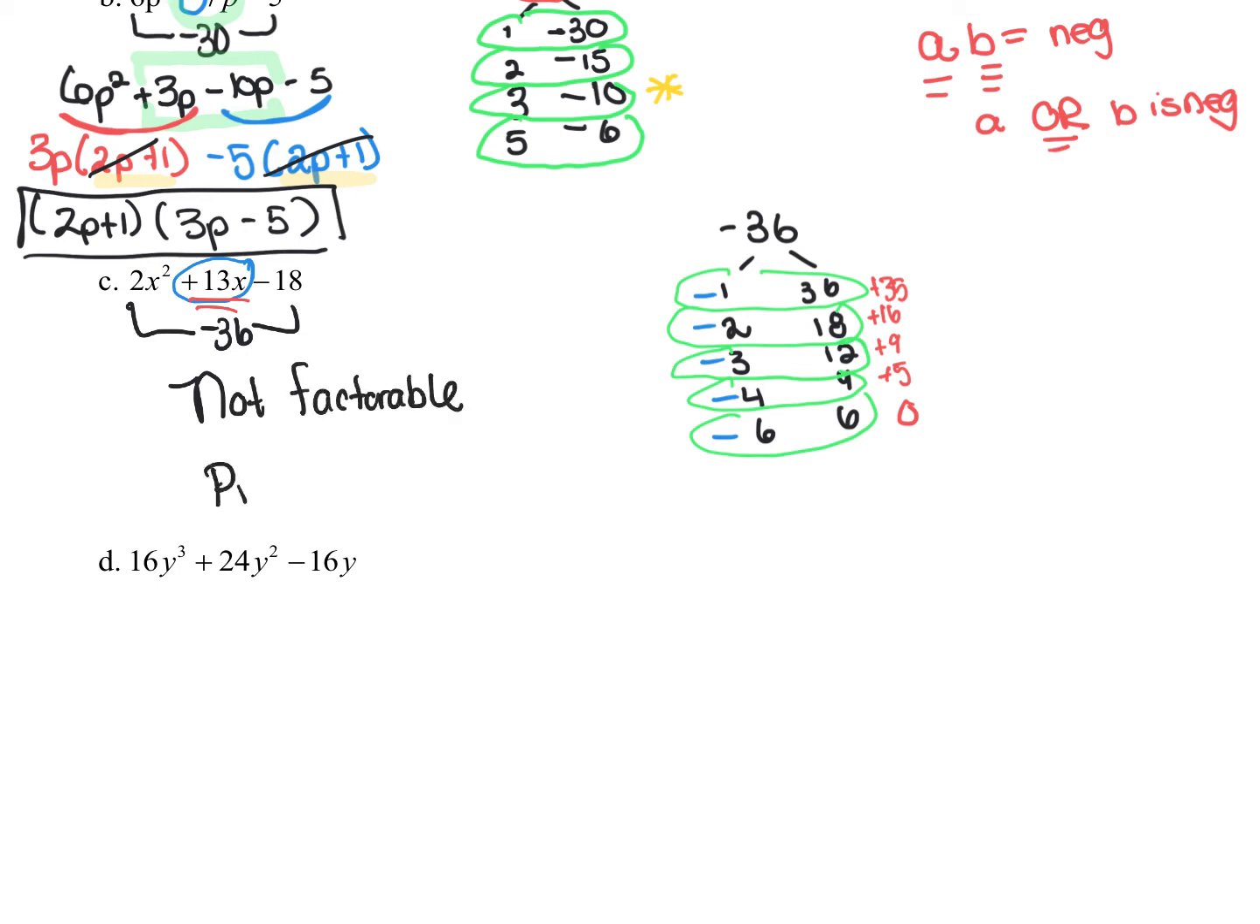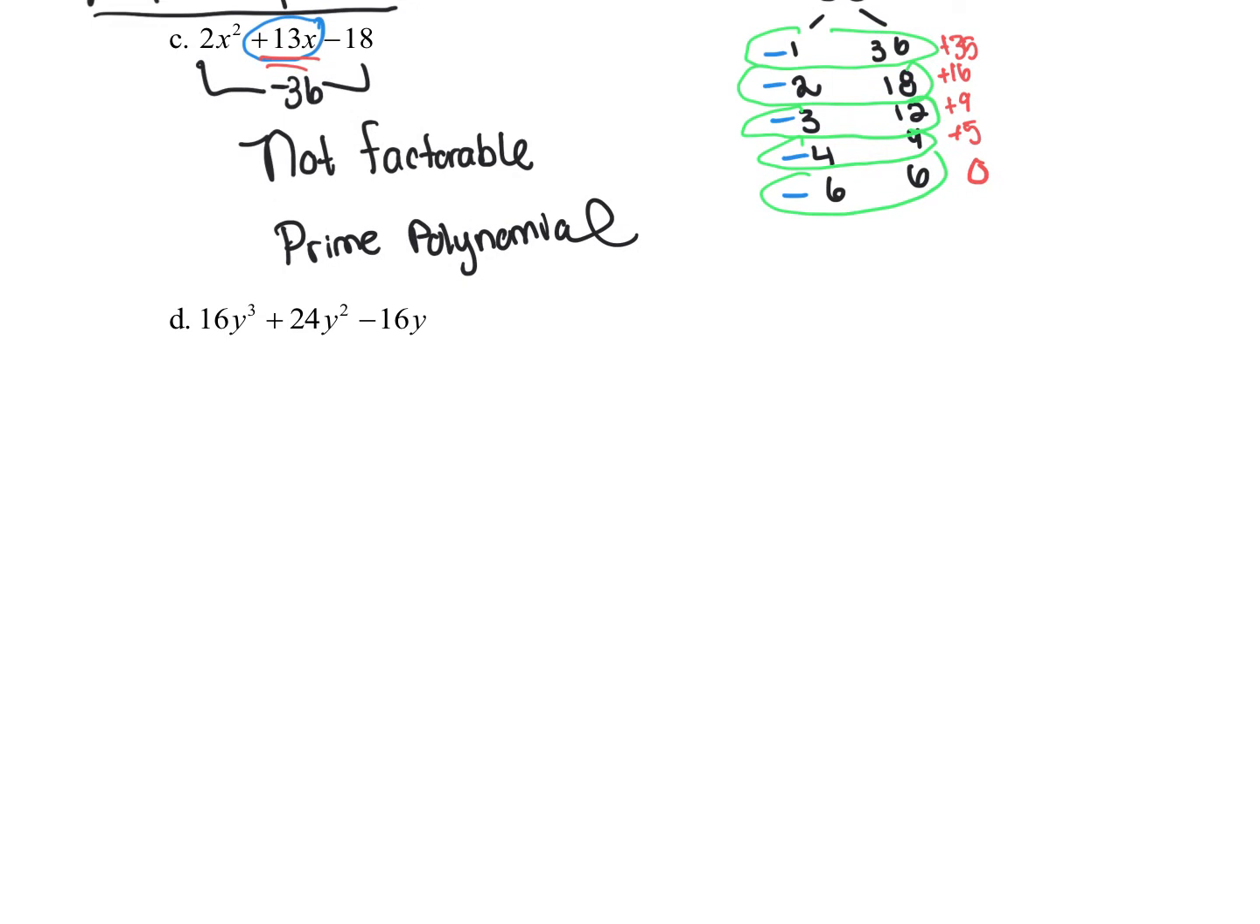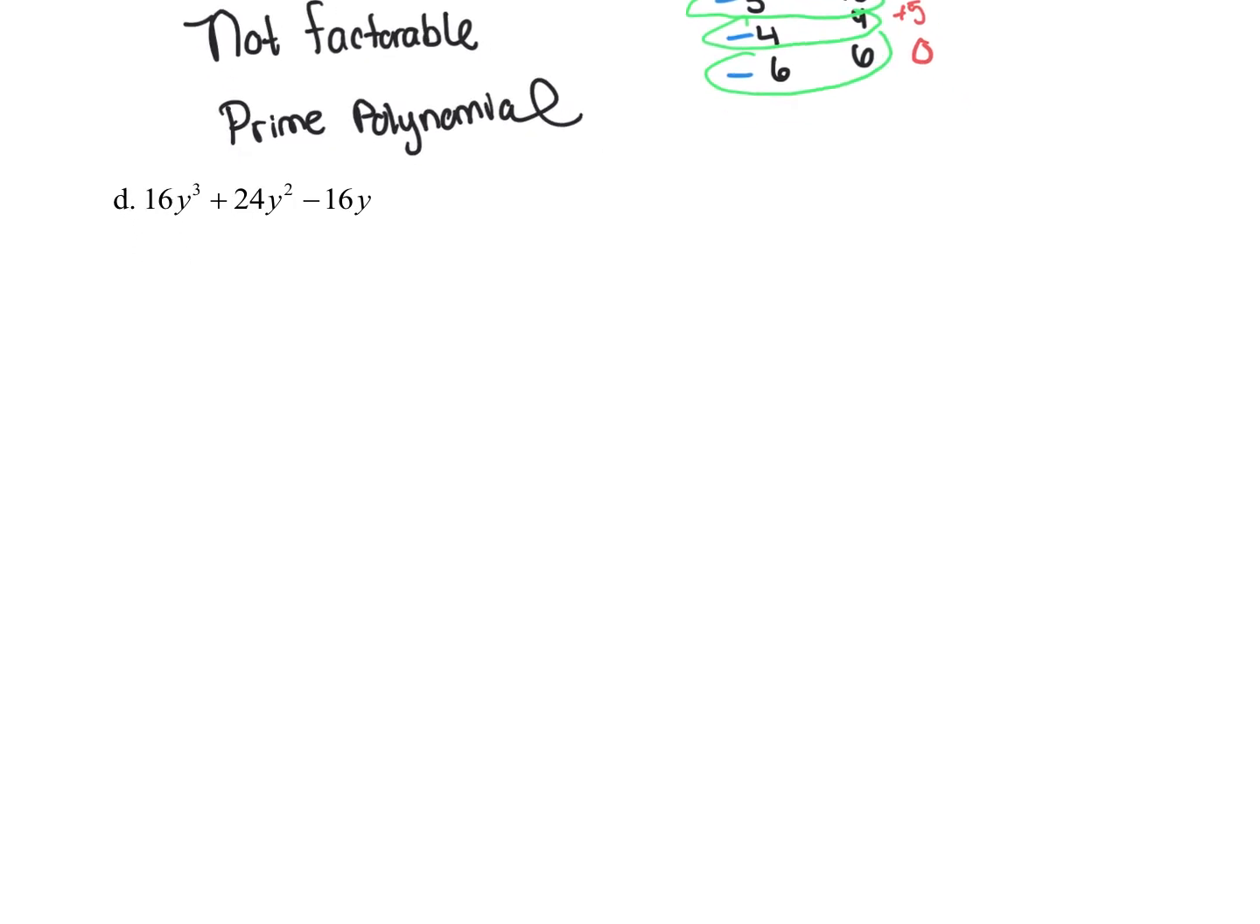Which we also can say is a prime polynomial. Okay, let's try one more. So when we started, I said the number one rule of factoring is the GCF. So before you try factoring anything, remember, you should always pull out your GCF.